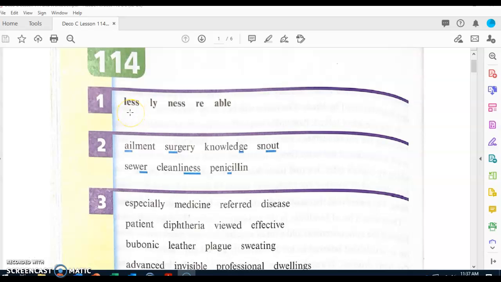Touch the letters L-E-S-S. What's one meaning of less? Without. Touch the letters L-Y. What's one meaning of ly? How something happened. Touch the letters N-E-S-S. What's one meaning of ness? The state of being something.